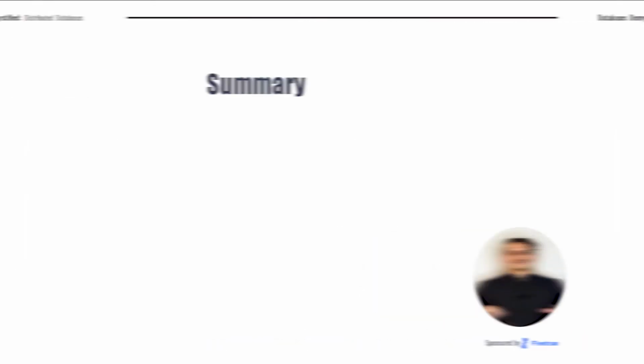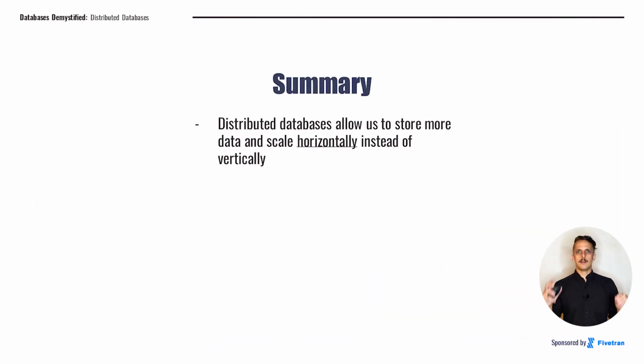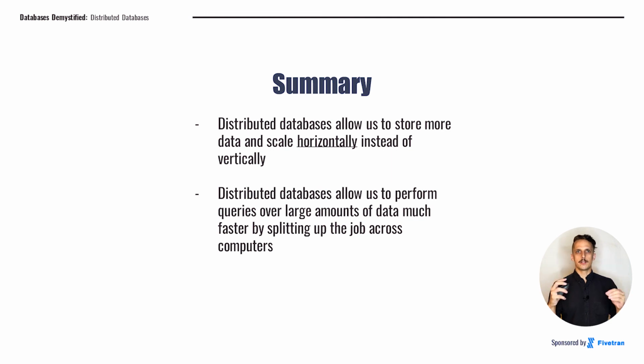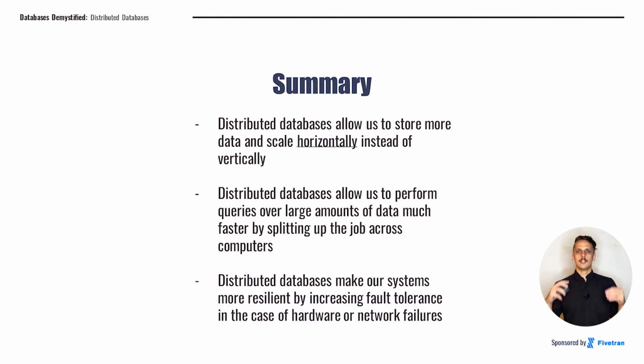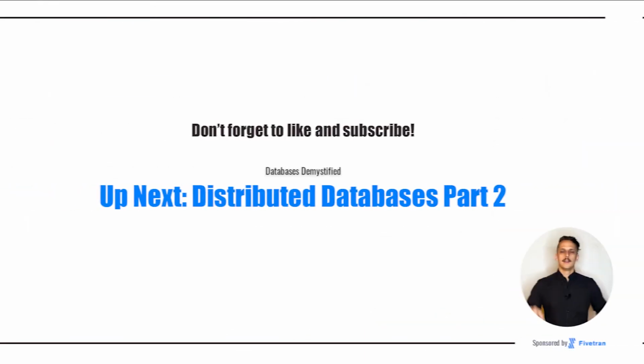So in summary, distributed databases are going to allow us to store more data and scale horizontally instead of vertically, by adding more smaller computers instead of continually increasing the size of one big computer. Distributed databases allow us to perform queries over large amounts of data much faster because we can run the job in parallel across multiple different smaller computers. And finally, distributed databases make our system more resilient by increasing fault tolerance in the case of hardware or network failures.